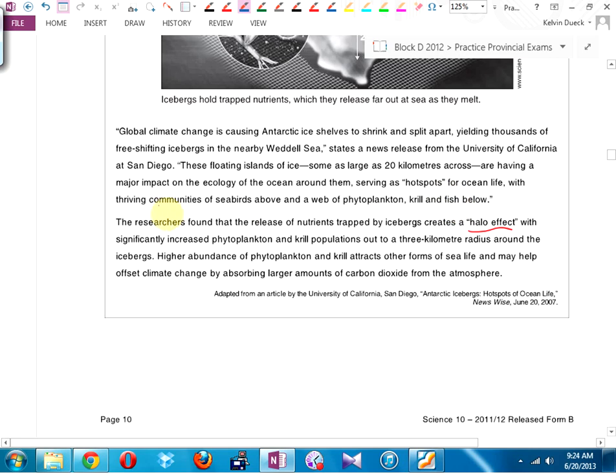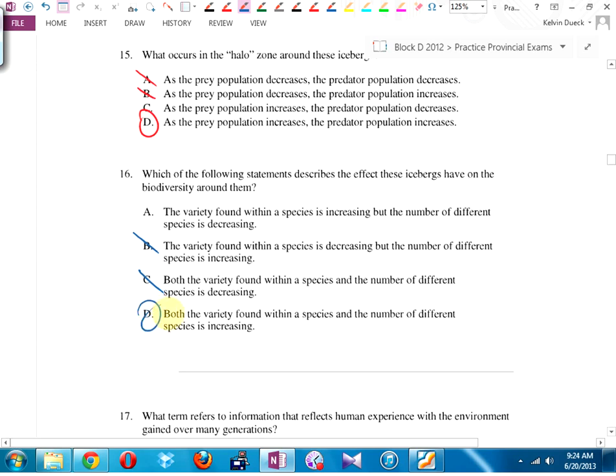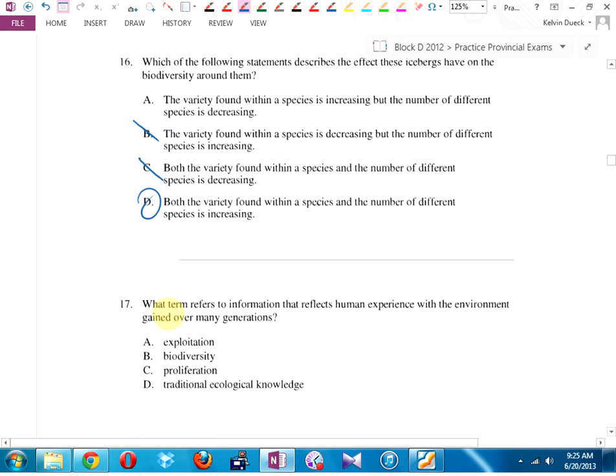Hotspots for ocean life, thriving communities of seabirds, floating islands of life, significantly increased other forms of sea life. You know what? I'm pretty sure it's D here. It's saying the variety found within a species. You got more different types of birds and more different species. Is it D? Hey, it is. So a lot of this is reasonably common sense-ish. You can at least narrow it down, Leah, to two answers using common sense, and then it's kind of a true or false if you need to.